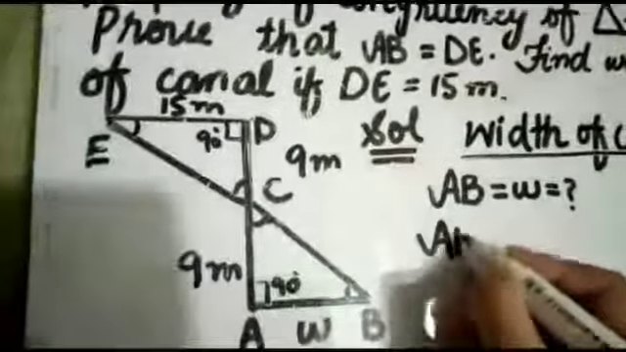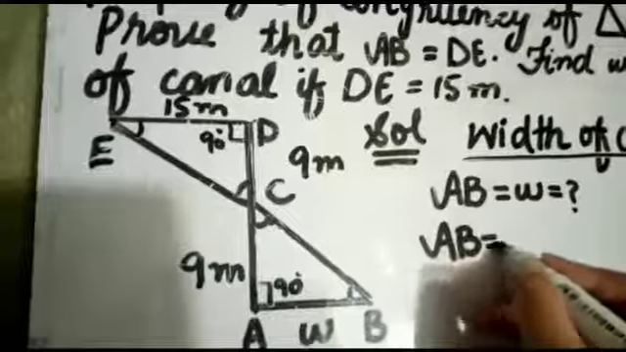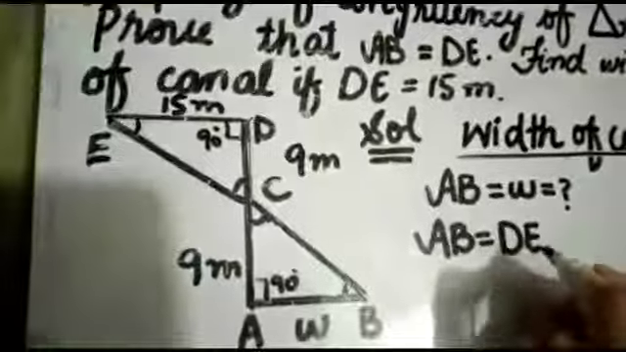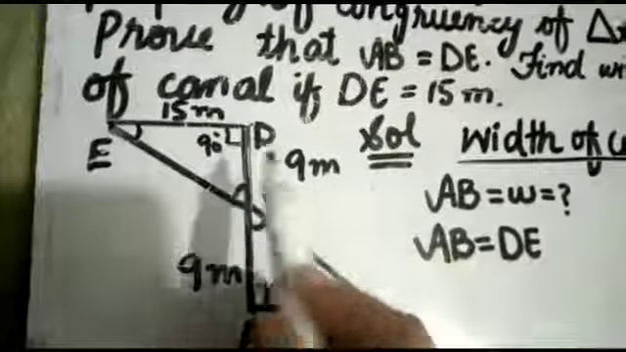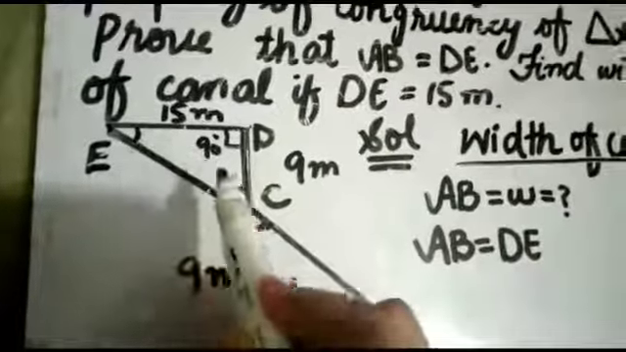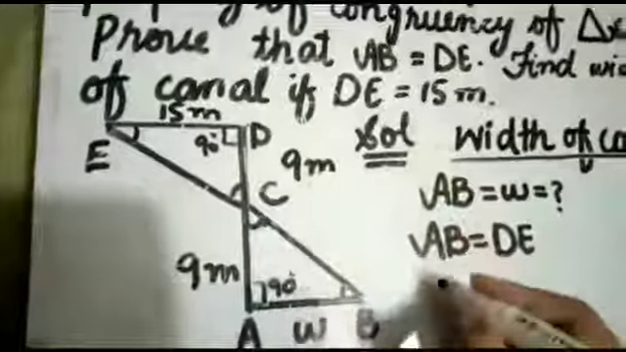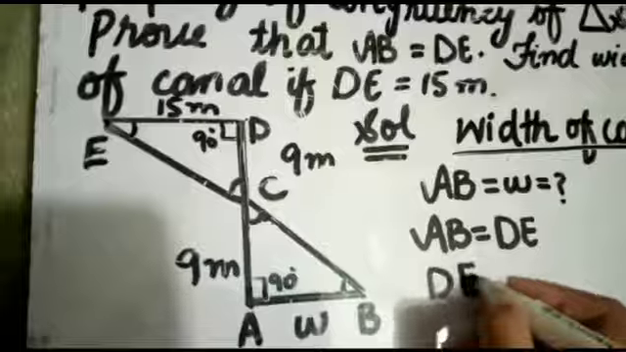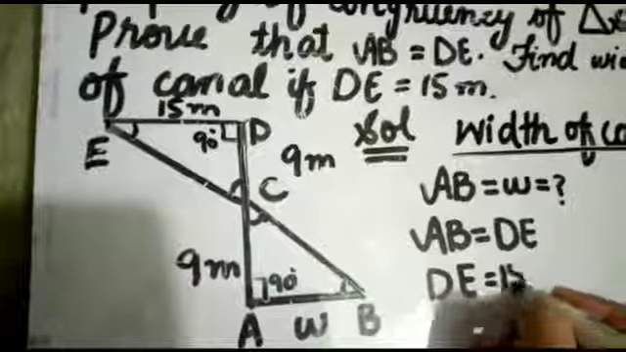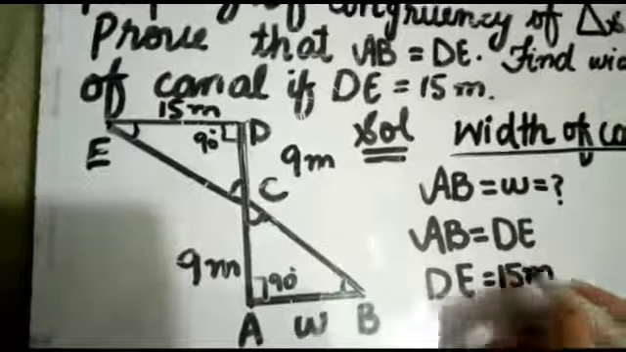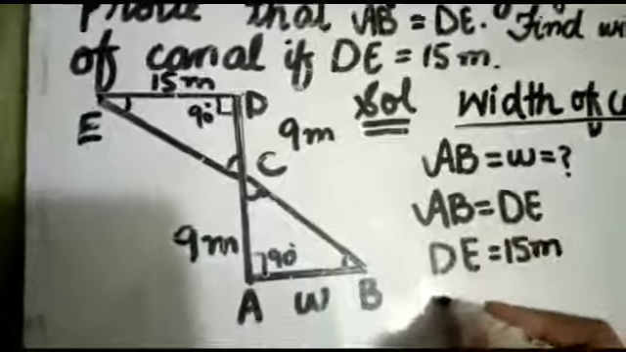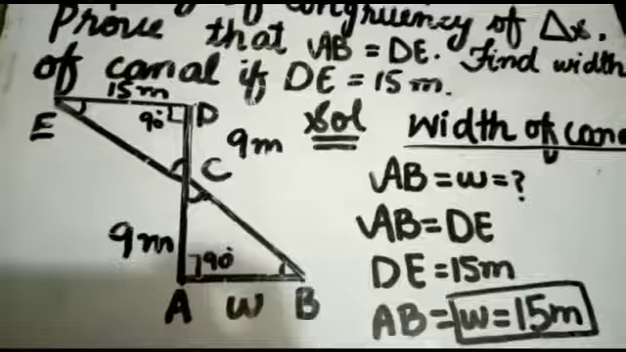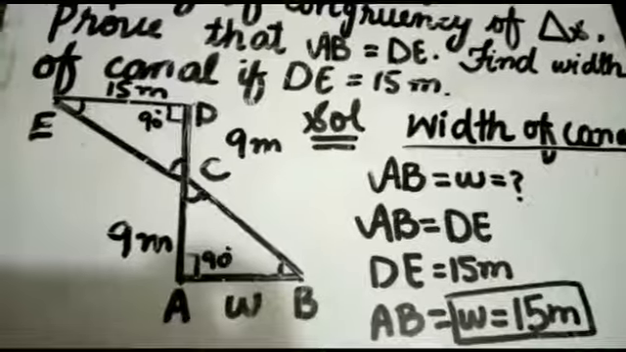So I can write AB is equal to DE, and we already know that DE is equal to 15 meters. It is given in the question. So if DE is equal to 15 meters, then AB, that is the width, will also be equal to 15 meters. So the width of the canal is 15 meters.